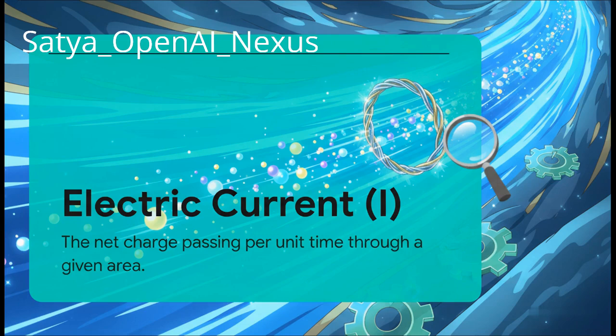So if we count up the total charge, which we call Q, that zips through a wire in a certain amount of time, T, then the current, I, is just that charge divided by the time. Simple as that. And we measure this in amperes, or amps for short.